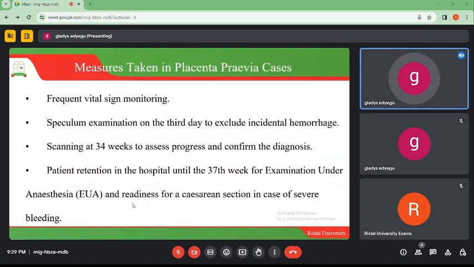Then patient retention in the hospital until the 37th week for examination under anesthesia and readiness for a cesarean section in case of severe bleeding. You should retain this mother in the hospital until she is 37 weeks so that you can be able to examine her. And when examining her, it should be under anesthesia, examination under anesthesia, so that she doesn't feel that pain. And also the mother should be prepared ready for cesarean section in case she has severe bleeding.